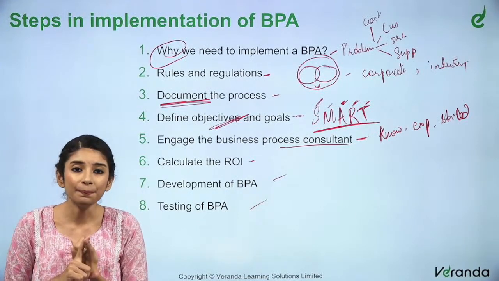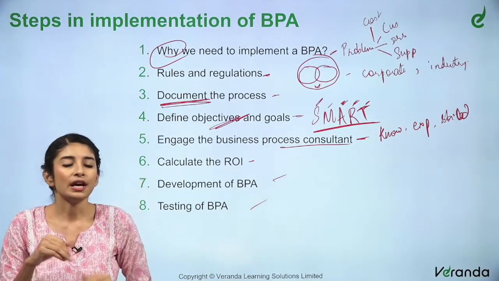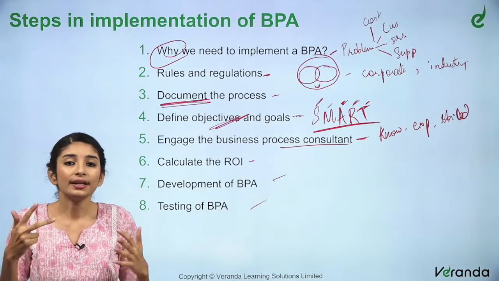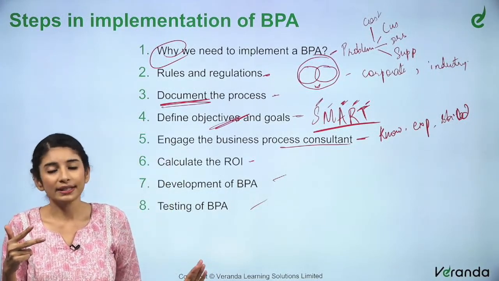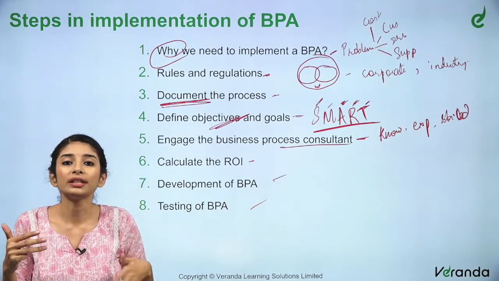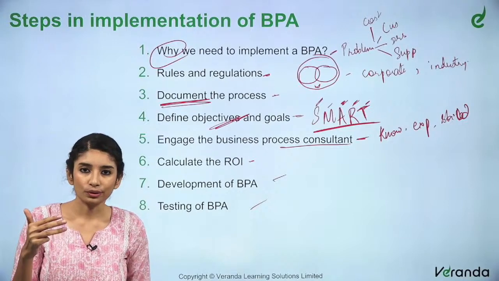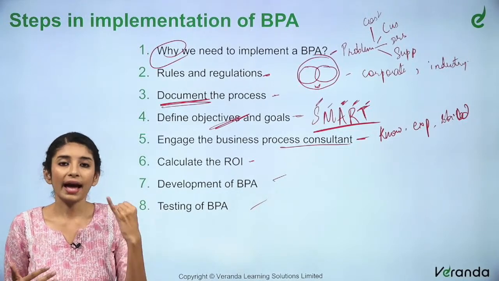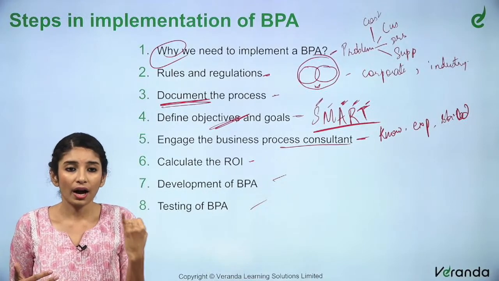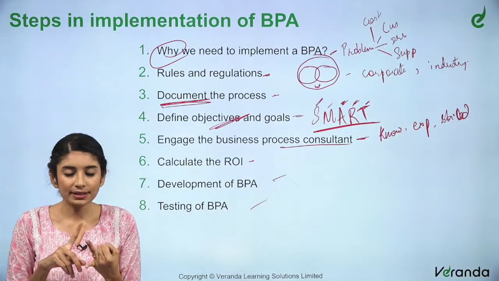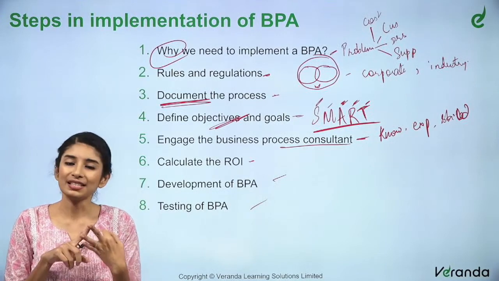First one, steps in BPA implementation. There are 8 steps. First step, why. Second step, rules and regulations. Third step, document the process. Fourth step is define the goals and objectives, SMART goals. Fifth step, engage a business process consultant. And then I have ROI: I have to find out what is my cost, what is my benefit. Next, after ROI, develop the BPA and test the BPA.